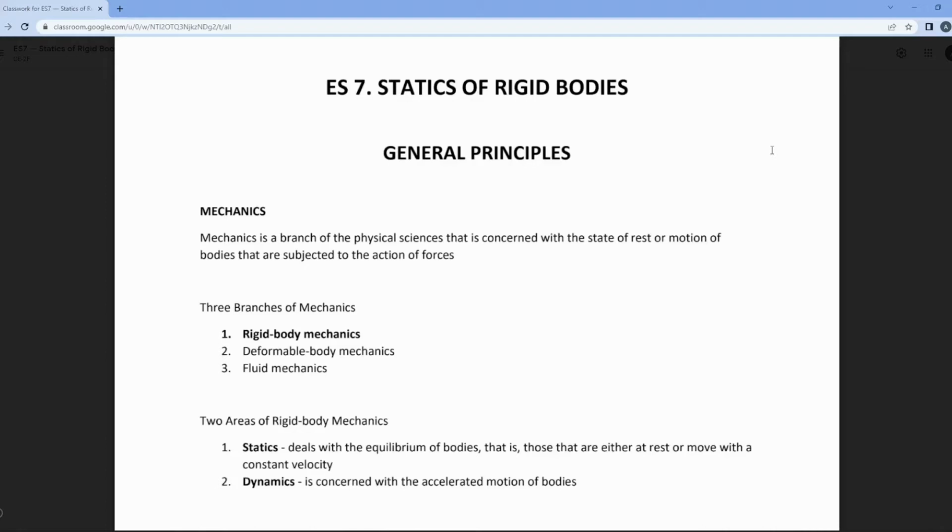So, if you will see dito sa baba, there are two areas of rigid body mechanics. Number one is statics. So, it deals with the equilibrium of bodies, that is, those that are either at rest or move with a constant velocity. And then number two is dynamics. It is concerned with the accelerated motion of bodies. So dito sa statics, wala pa tayong acceleration. It's either the body is at rest or moving with constant velocity. So next na yung may acceleration, which is dynamics.